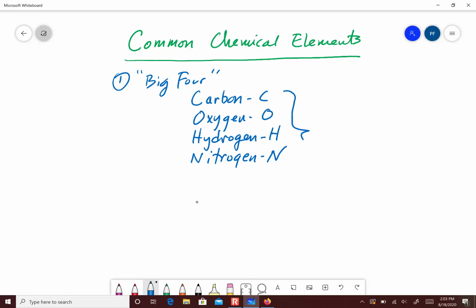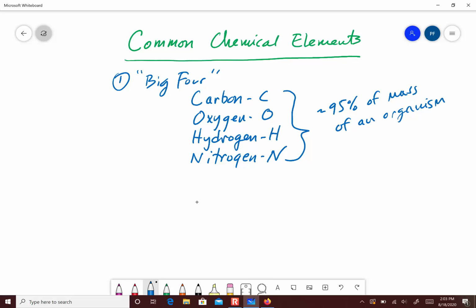And what that means, these are all found in living organisms. And these make up around 95% of the mass of an organism. Okay, they make up around 95% of the mass of an organism.